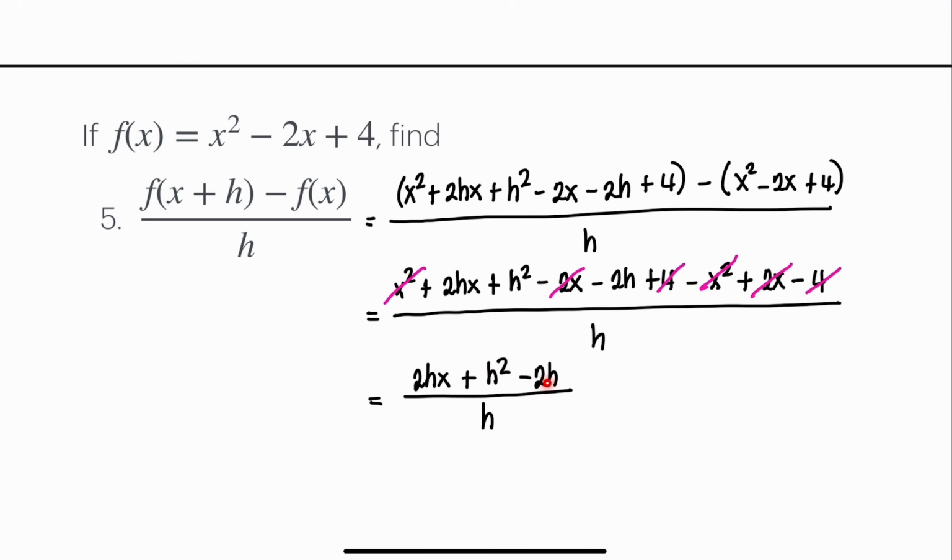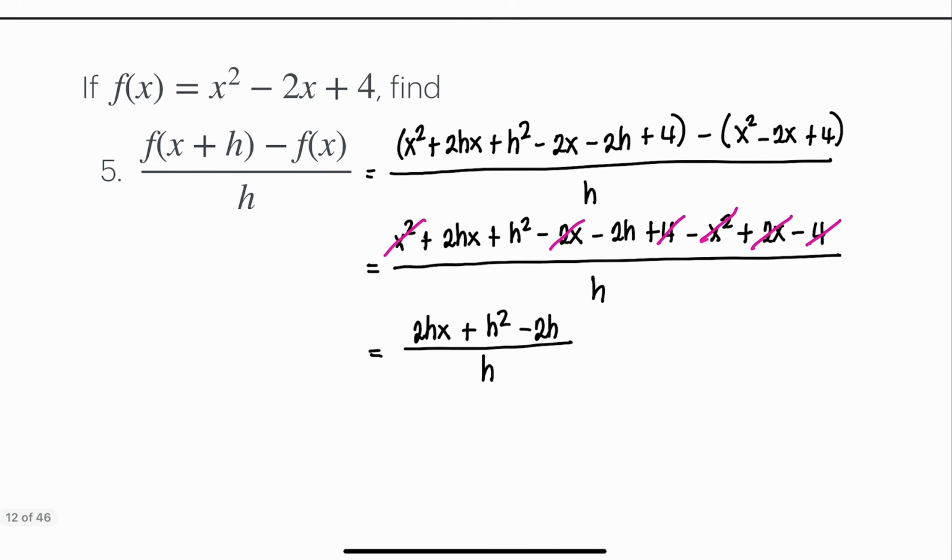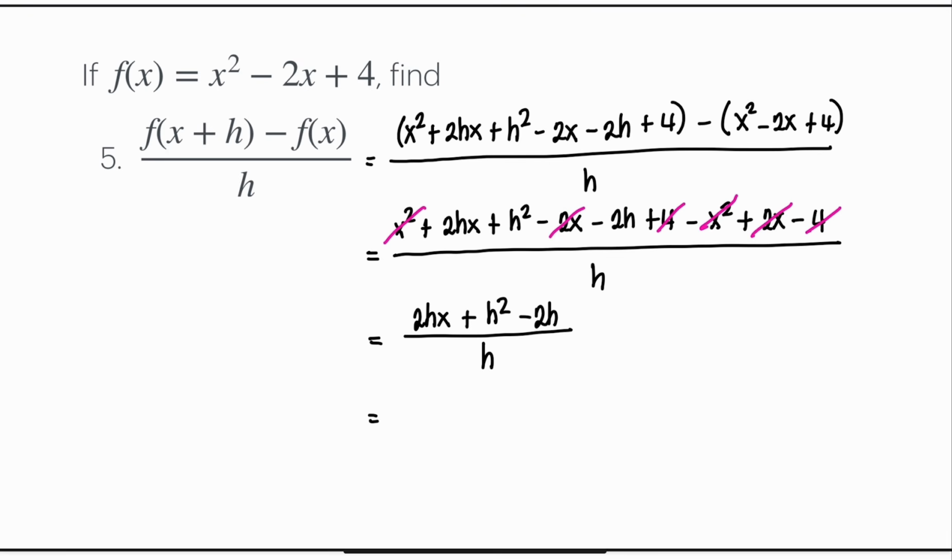And then as you can see, there's a common factor here, which is h, so we can factor that out. So factoring h, we have 2x plus h minus 2 all over h. And so we can now cancel h. So the value that we're looking for is 2x plus h minus 2.